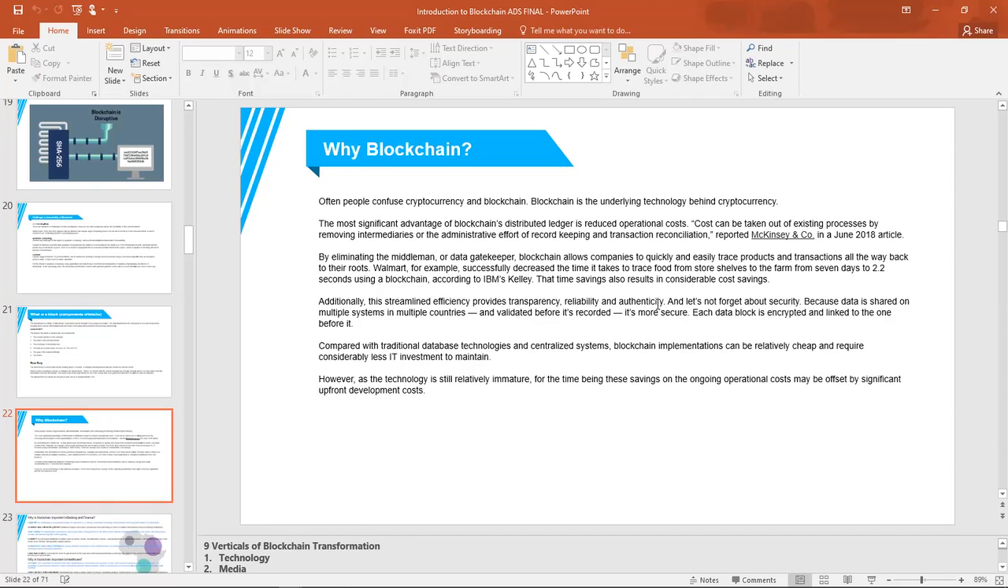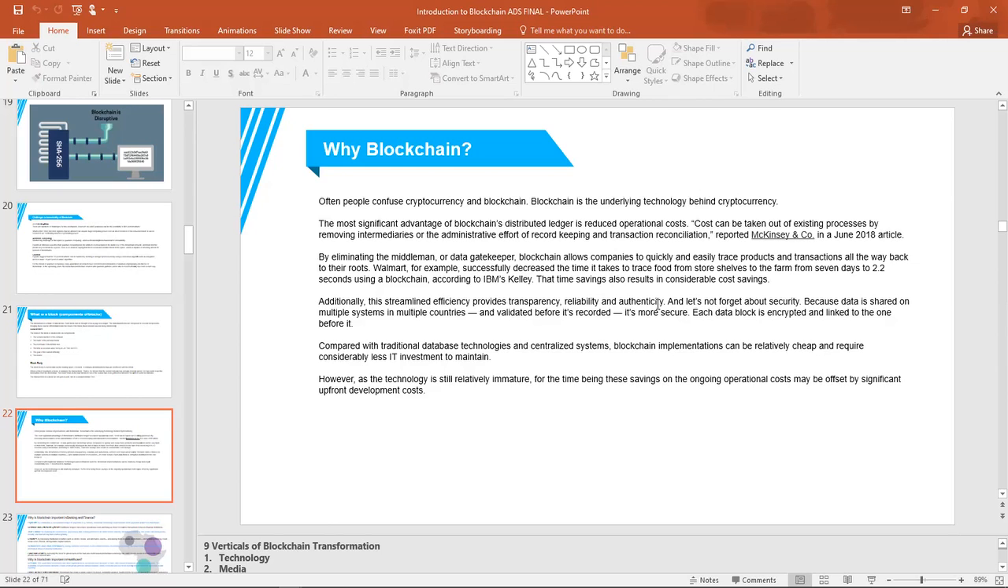And let's not forget about security. Security is a major advantage of blockchain. With the encryption methods and techniques we learned yesterday, that is the secure hash algorithm, data is secured. It's one-time encryption. When you create a hash, you create it one time. There is no way you can decode it. Because data is shared on multiple systems in multiple countries and validated before it's recorded, it's more secure. Each data block is encrypted and linked to the one before it.